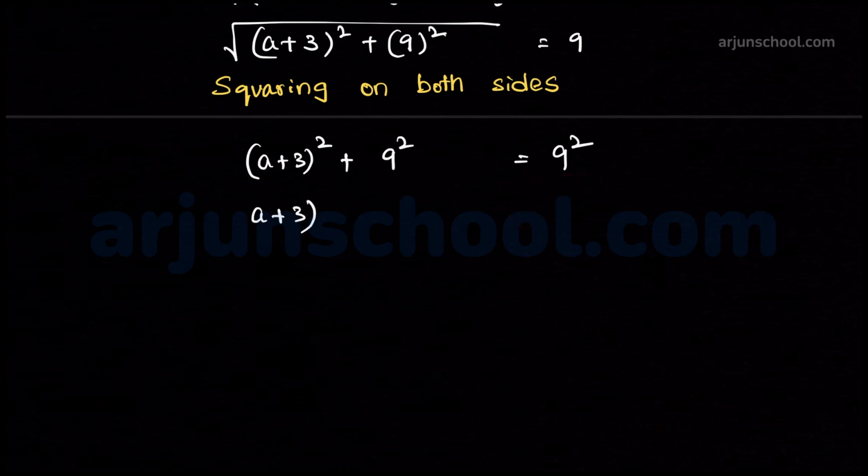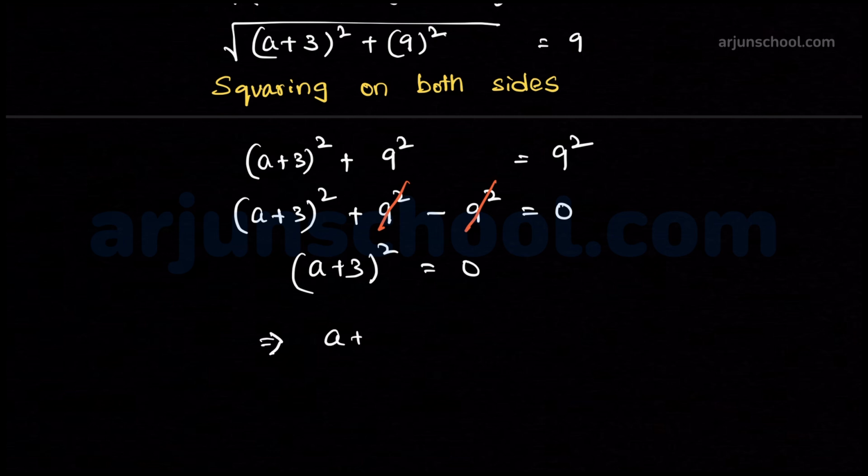(a plus 3) whole square plus 9 square minus 9 square is equal to 0. We can cancel plus 9 square and minus 9 square and we are left with (a plus 3) whole square is equal to 0. That implies a plus 3 is equal to 0. a is equal to -3. Therefore, our final answer is the value of a is -3.